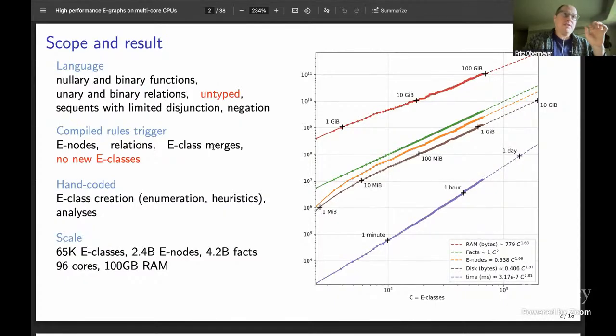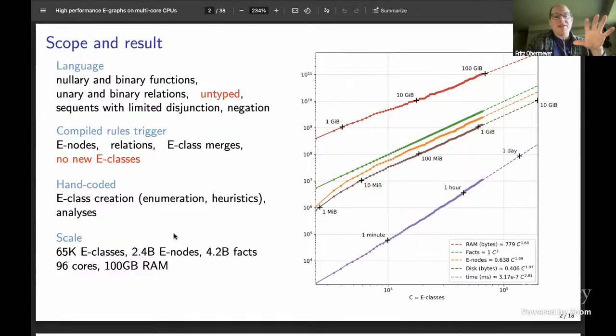So it's not just pure datalog, but no new e-classes. I've tried to trigger e-class creation in the past, and everything's just blown up. I've never mastered the skill of preventing blow up. Maybe I could learn something from you guys. I've just hand coded the e-class creation. Mostly I just enumerate the simplest few terms or insert terms of interest and then work with all the e-nodes that are created around those.